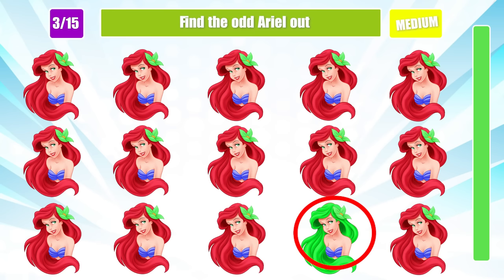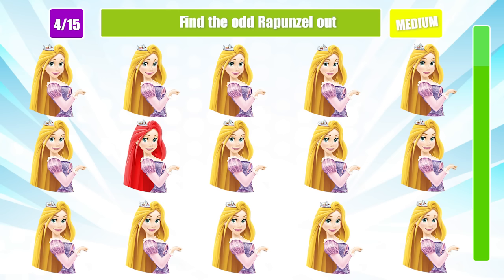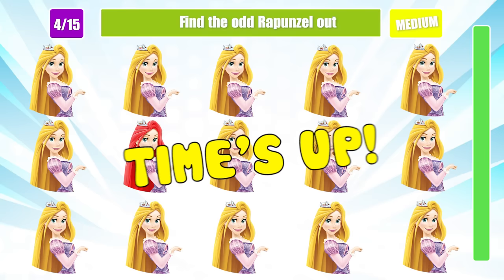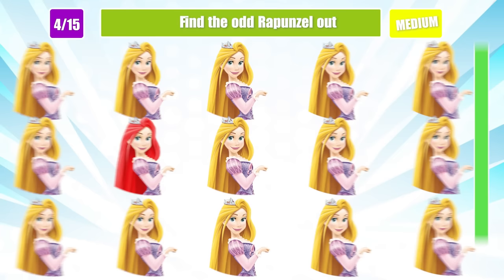Princess Ariel! A clump of her hair is yellow. Round four. Can you find a difference? You did it! Now, move on to round five.